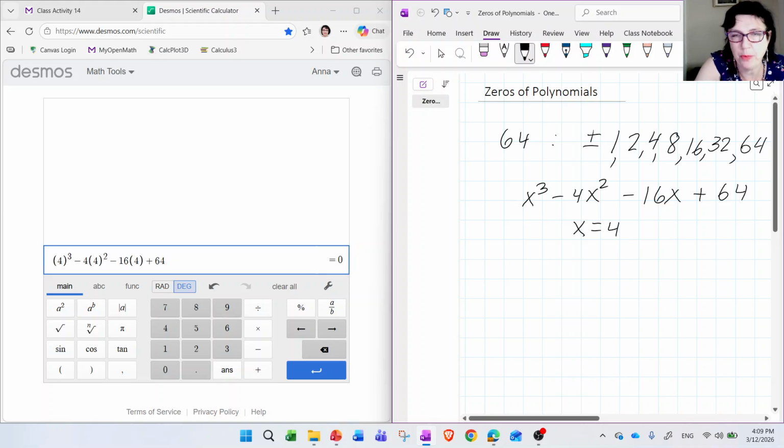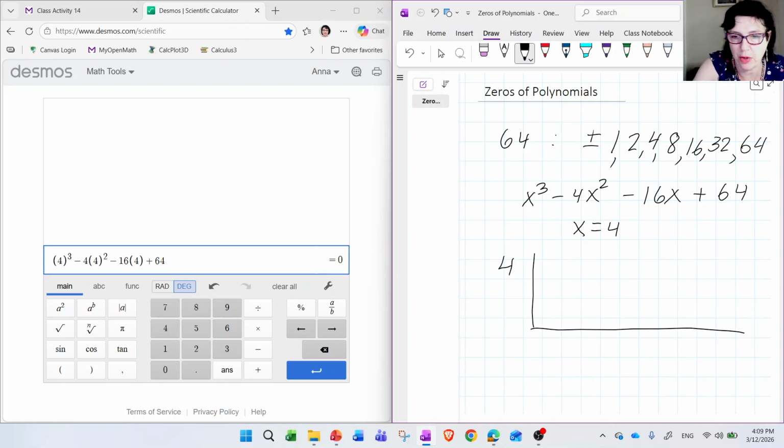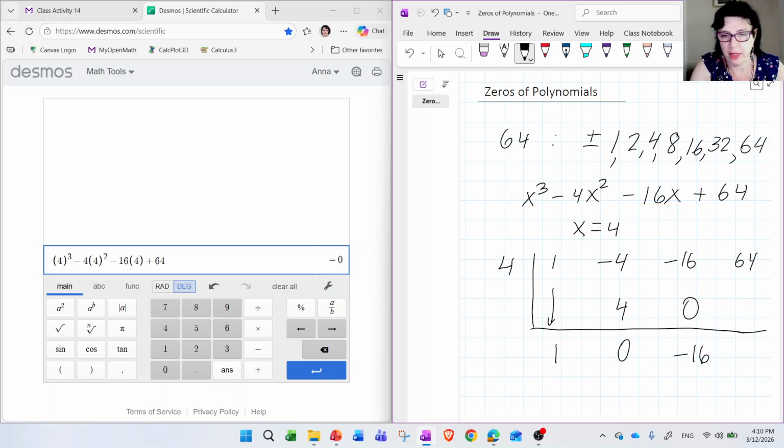Once you find one, you are able to reduce the question to a quadratic by using synthetic division. Okay, so here's how that is going to work. So I'm going to write down the coefficients of my polynomial. So 1, negative 4, negative 16, and 64. And let's see if we can find the quotient. Okay, so first bring the 1 down. Then we're going to multiply 1 times 4, that's 4. Add these up, negative 4 plus 4 is 0. Multiply 0 by 4, that's 0. Now add these up, negative 16. Multiply negative 16 by 4, which is going to be negative 64. And finally, when you add them up, the answer is 0.